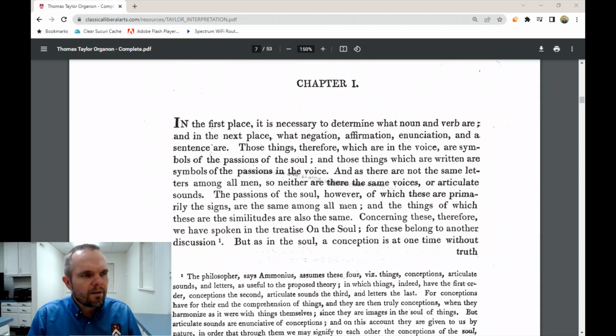So let's read together chapter 1 of Aristotle's book on interpretation, the second book of the Organon. Let's read together here.